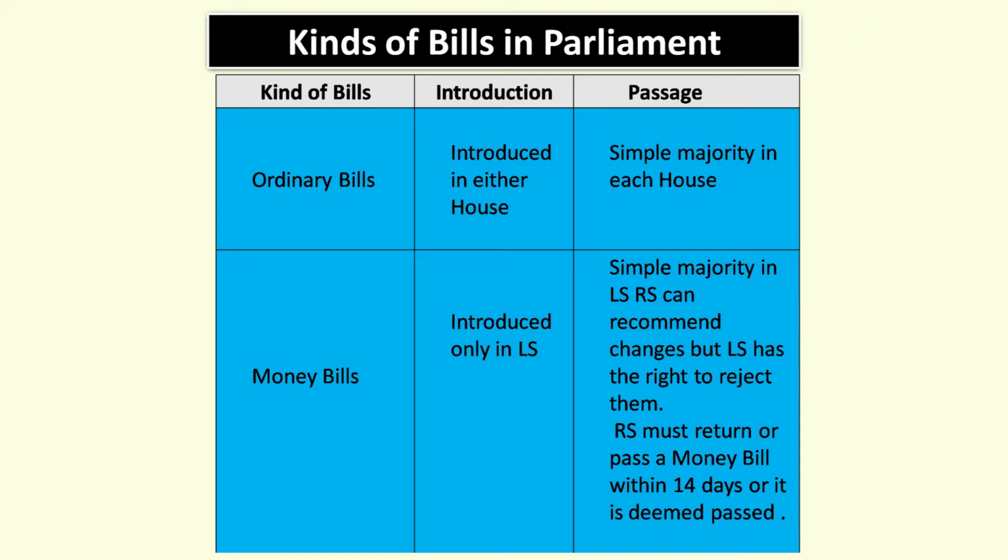More power is given to the Lok Sabha in case of the money bill. In case of the ordinary bills, both the houses have equal power. In case of the money bill, the power lies with the Lok Sabha. In case of the money bill, once the bill is passed by the Lok Sabha, it goes to the Rajya Sabha. Rajya Sabha has not much to do in case of the money bill.